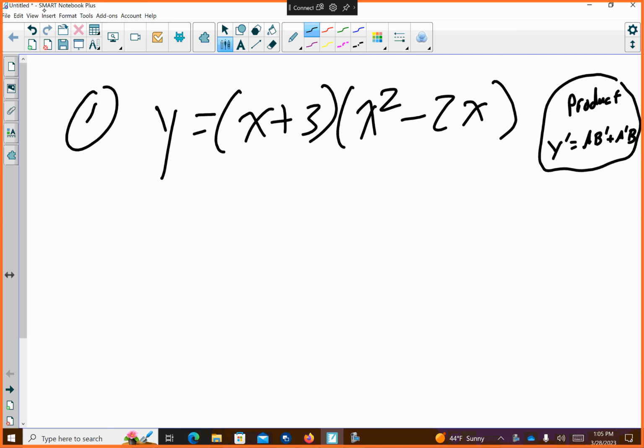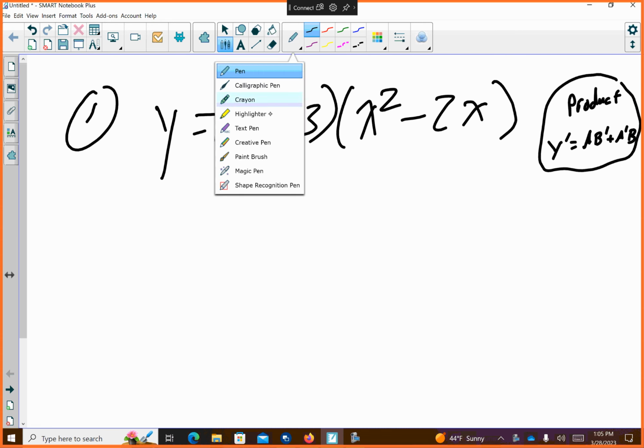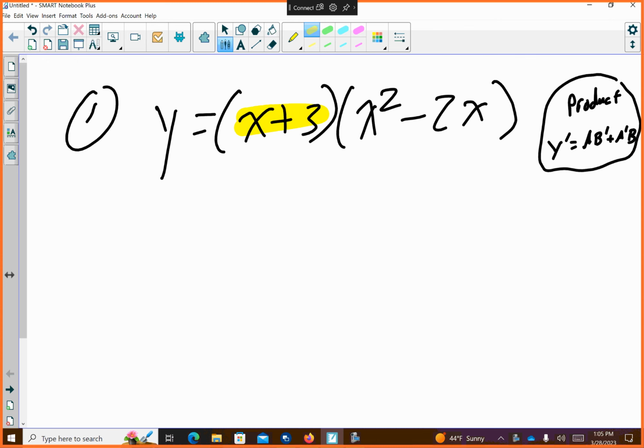All right, so what we're going to look at, we're going to break this into two parts. We have the yellow part and we have the pink part. With me so far? And then we're going to call the yellow part A, and we'll call that B. Okay, so we're going to follow the product rule. Ready?